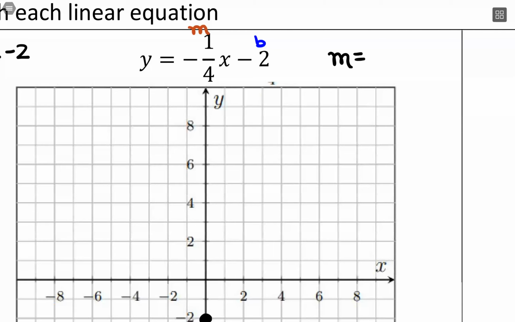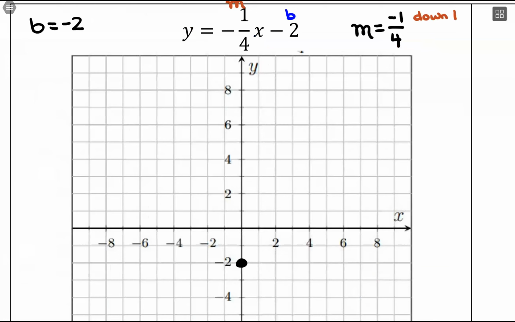For this, I like to move the negative either to the numerator or denominator. It doesn't matter which one, so I'm going to go -1/4. And what this does is it tells me how to move, how to get to that second point. So that numerator, again, tells me up, down. So because that's negative, that means we're moving down 1 unit. Then the denominator tells us how we move left or right. So since it's positive, that'll mean we'll go to the right 4 units.